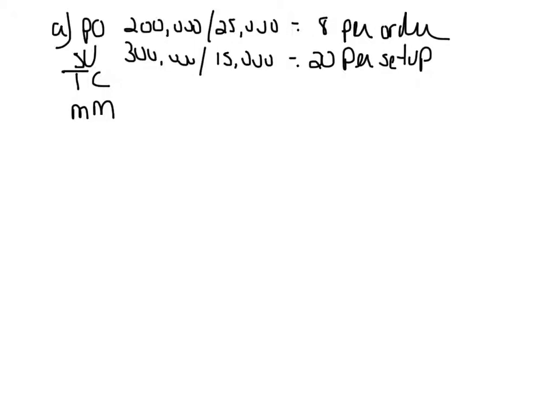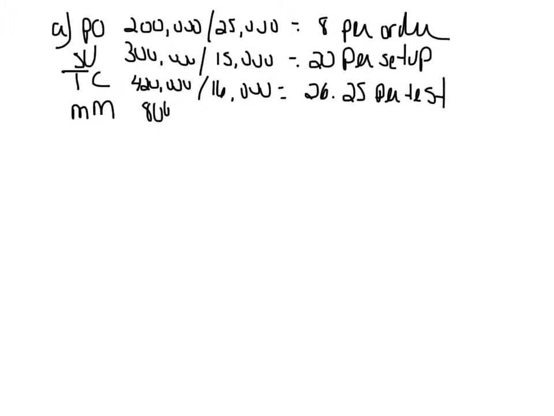And then for testing costs, 420,000 divided by 16,000 equals what? $26.25. Good. And what is that? Per test. Good. And then the machine maintenance, 800,000 divided by 50,000 equals what? 16. Very good. $16 per machine hour.